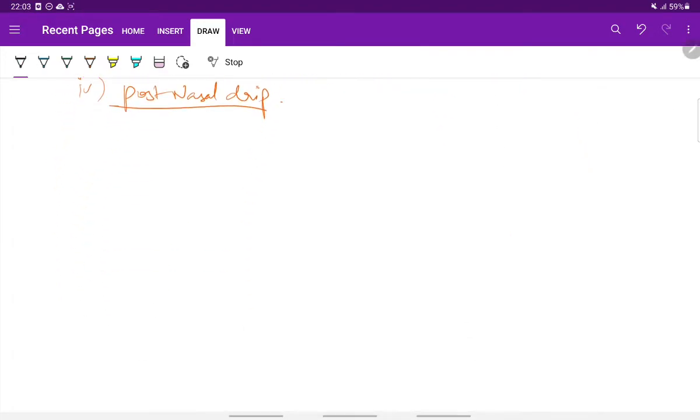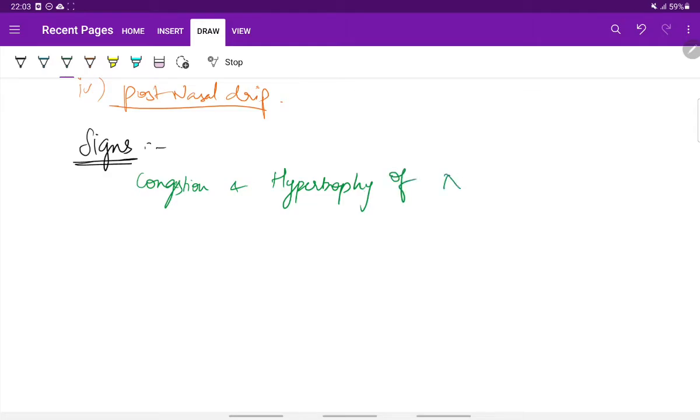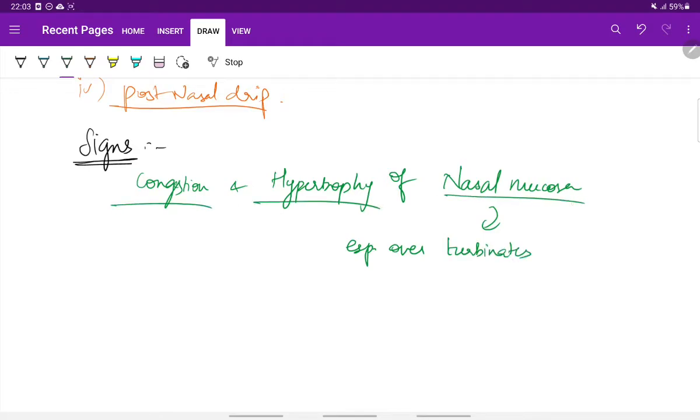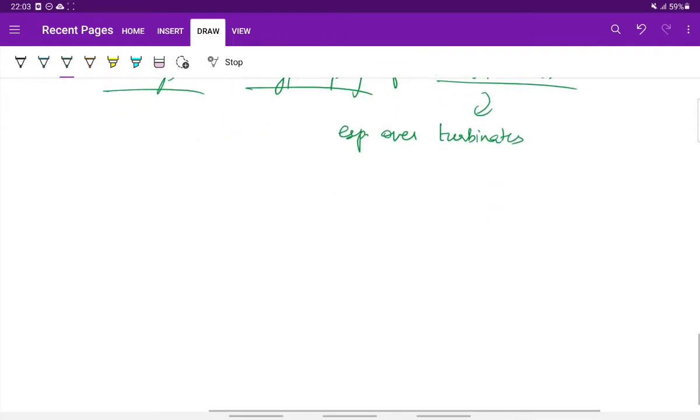Next, coming to the signs of vasomotor rhinitis. The signs include congestion and hypertrophy of the nasal mucosa, especially over the turbinates. So there is congestion and hypertrophy of nasal mucosa over the turbinates. This is the sign of vasomotor rhinitis.